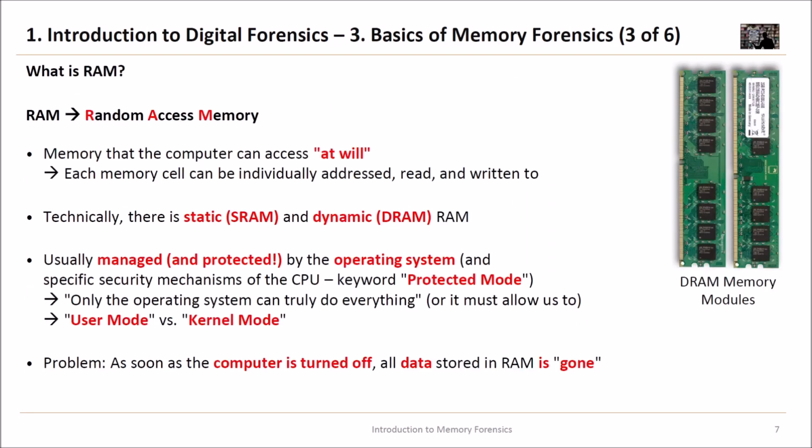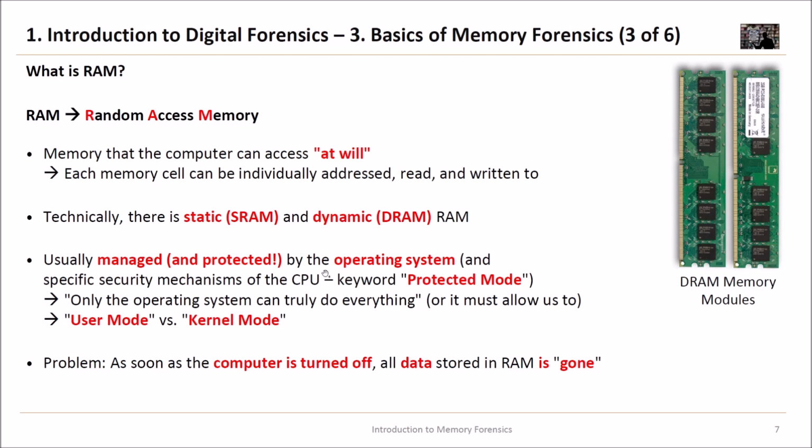Now let's discuss what is actually RAM. And as I already said, RAM stands for Random Access Memory. And that is memory that the computer can access at will. That means each memory cell can be individually addressed, read, and written to. And technically, there is static RAM, SRAM, and dynamic RAM, DRAM. The difference between these two types of RAM is that the static RAM doesn't need a refresh signal. Dynamic RAM needs a continuous refresh signal, for instance, produced by a clock, and if you stop refreshing dynamic RAM, it loses its content.